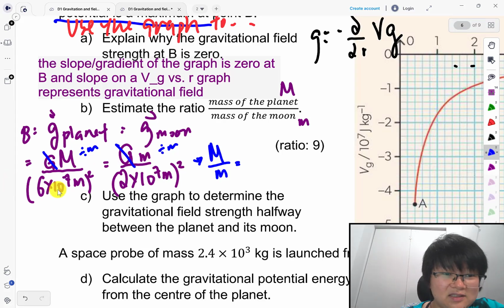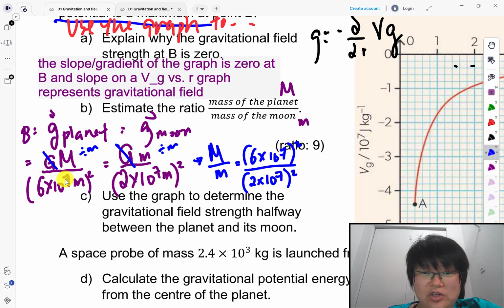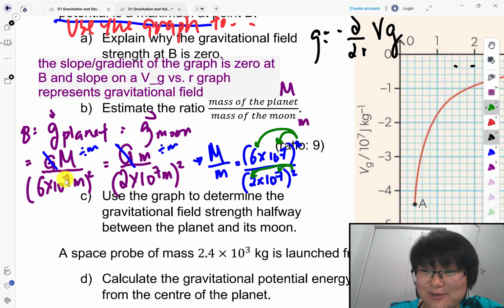So multiplying 6 times 10 to the power 7, all of this squared, divided by 2 times 10 to the power 7 in brackets squared. You could use a calculator, but you could do it without one. It's not that bad. All you have to do is take this square and apply this square to everything inside, right? Exponent rules from grade 9 math.